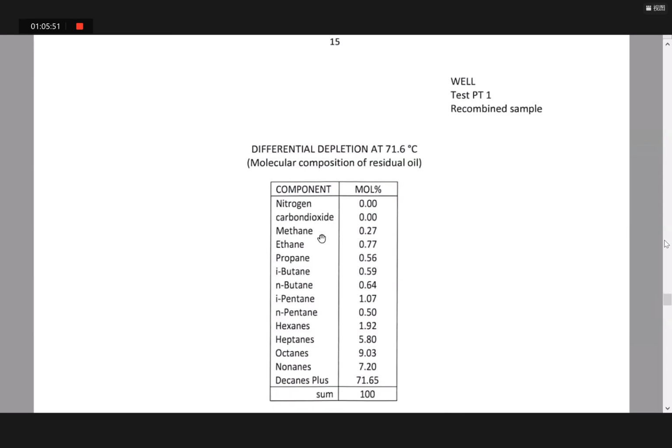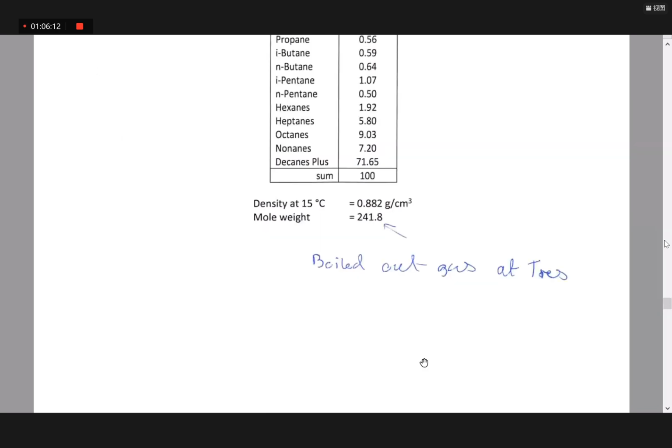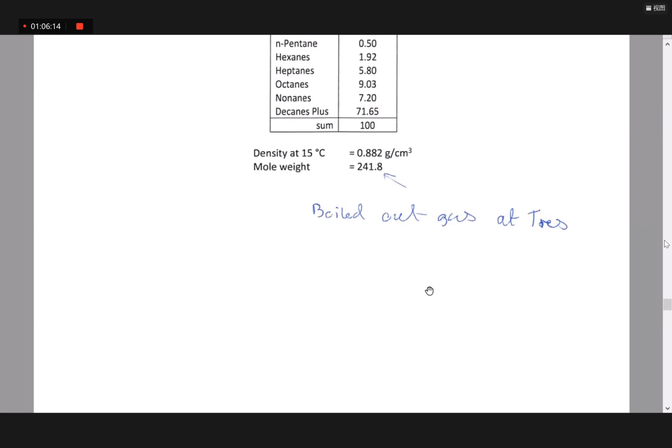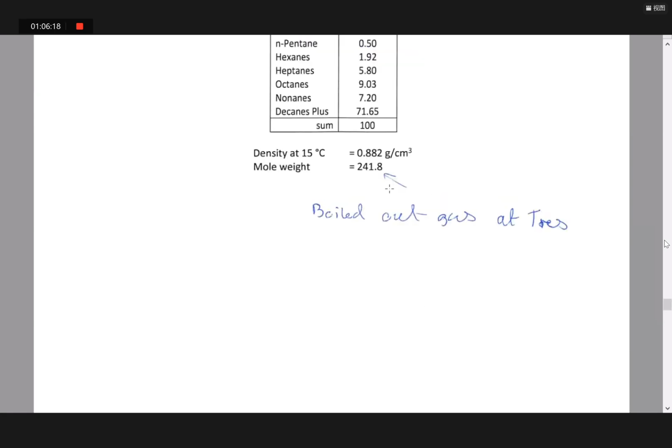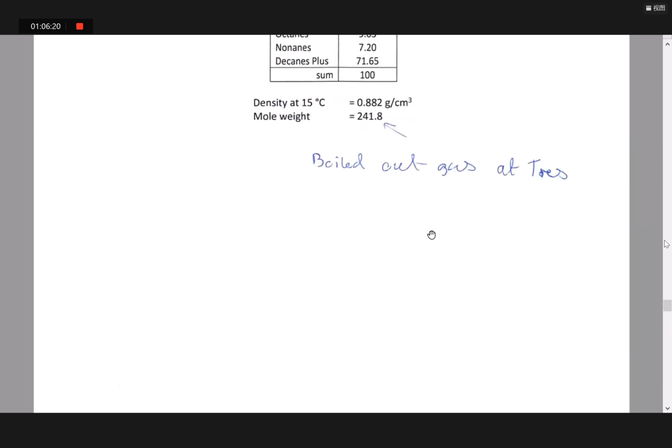And this is the composition of the residual oil after all the differential gas liberation. And now the decane plus fraction molar composition has increased from 34%, as for the reservoir fluid, to now 71% in the plus fraction. And there is also an increase in the molecular weight of the residual oil.